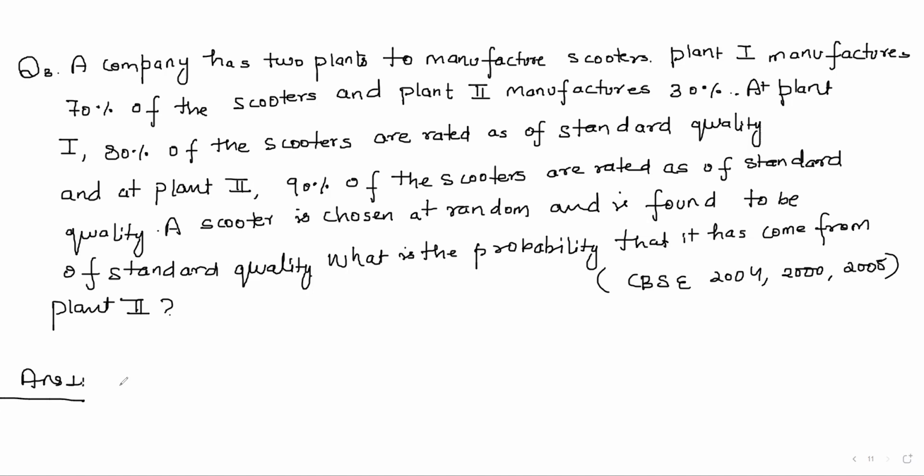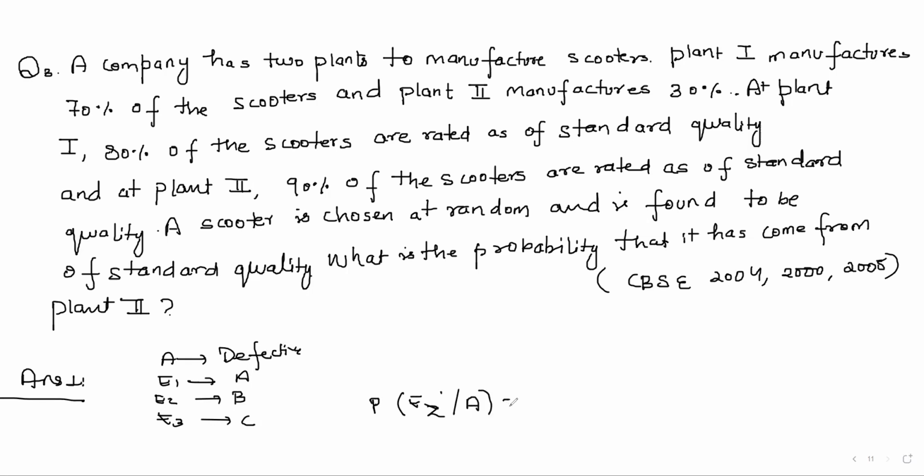Atif, in the last one, what they're asking is if the bolt drawn is defective. So A means the defective event. What is the probability that it is manufactured by machine B? So E1, E2, and E3 are manufactured by machine A, machine B, and machine C. Now, it is manufactured by machine B, that is E2. I think we need to find E2 by A.